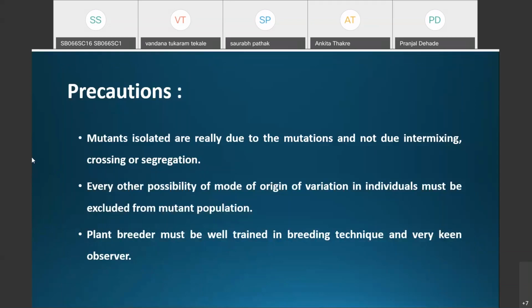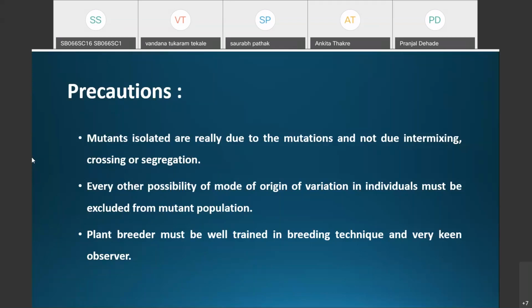Then the precautions which are generally taken while practicing the mutation breeding. Here the mutants which are isolated are really due to the mutations and not due to the intermixing, crossing, or the segregation. Sometimes while practicing the mutation breeding, it may happen that due to the intermixing or due to the crossing or the segregation, the variation may be created. But here the plant breeders are only concerned with the variations which arise due to the mutation treatment.